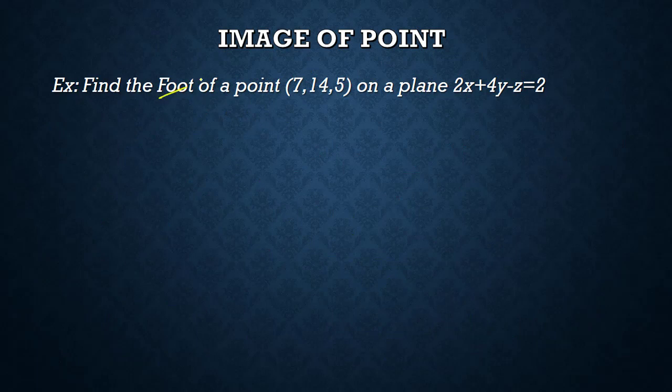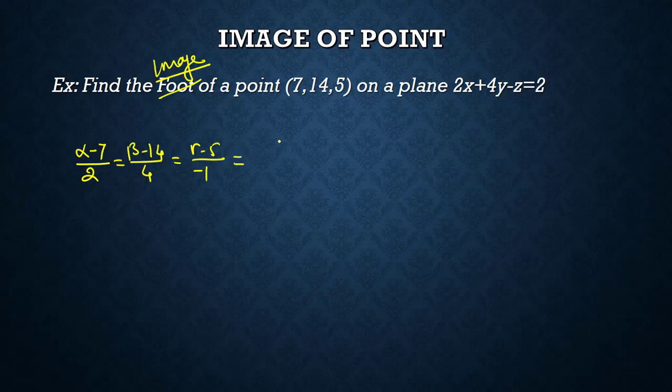So the image of a point. The formula remains the same. So what will be the formula? Alpha minus 7 by 2 equals beta minus 14 by 4 equals gamma minus 5 by minus 1. It is equal to, in the previous case we had minus 1 here, now you have minus 2, because you know the image and the foot are at the same distance. That's why we have to multiply by 2 here.